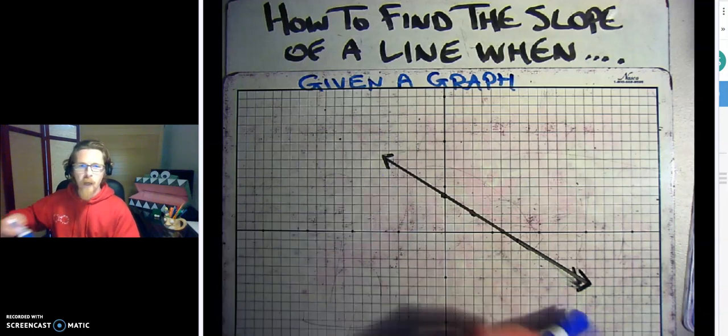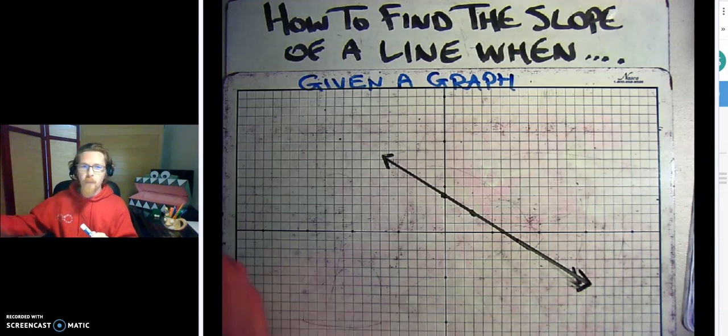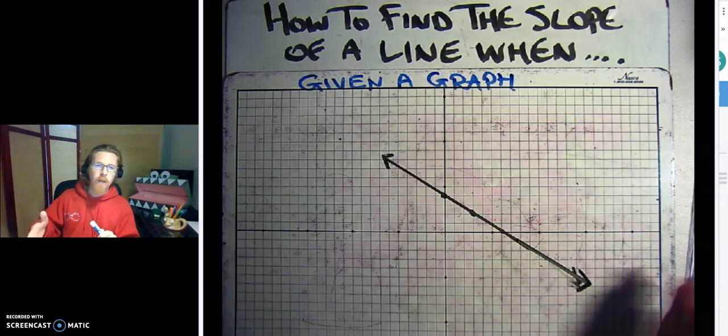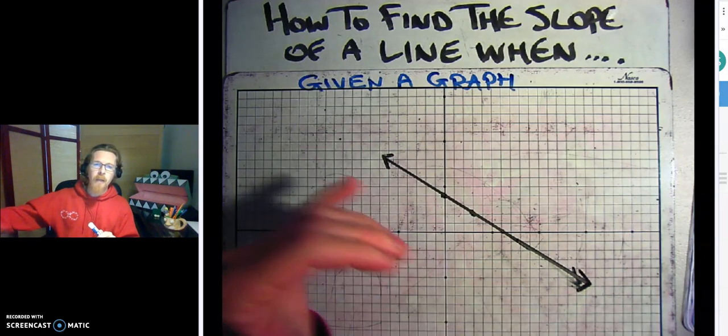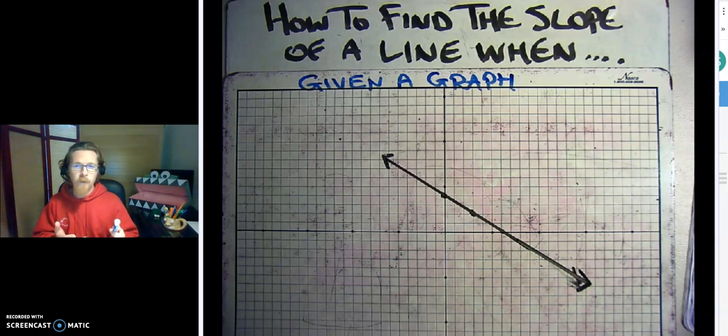Let's take a look at how to find the slope of a line when you're just given a graph. So I'm presented here with just a line on a coordinate plane, and I want to identify the slope or the rate of change of this line. One thing right off the bat, I notice that as I move left to right across this graph, my line is actually headed down. So I know that this is going to be a negative slope. So when I check my answer, that's what I'm looking for, a negative slope.